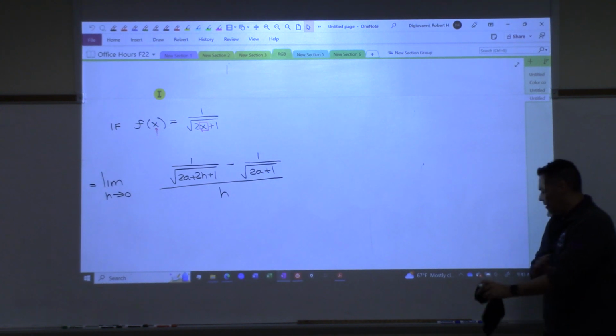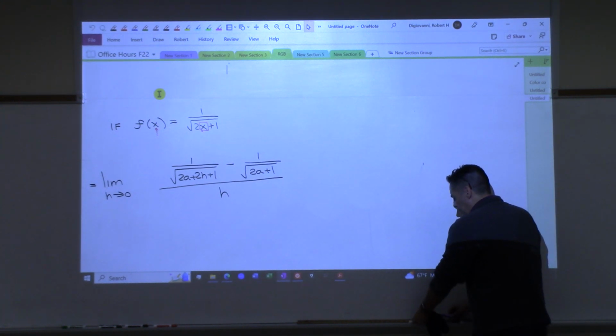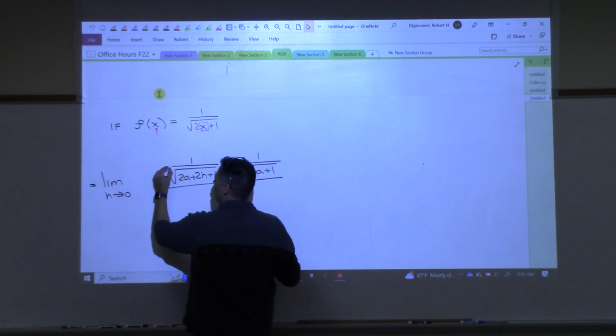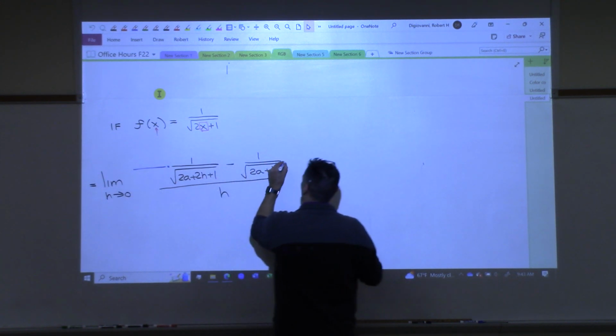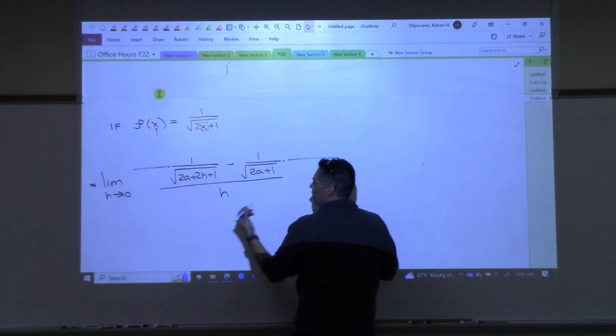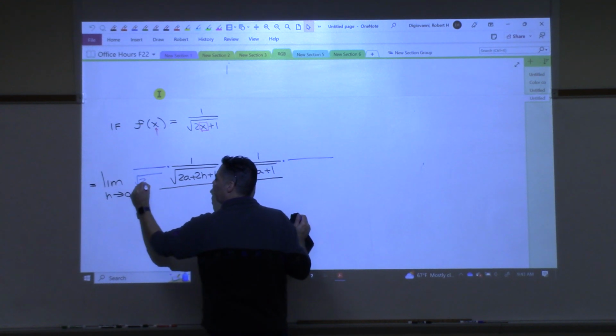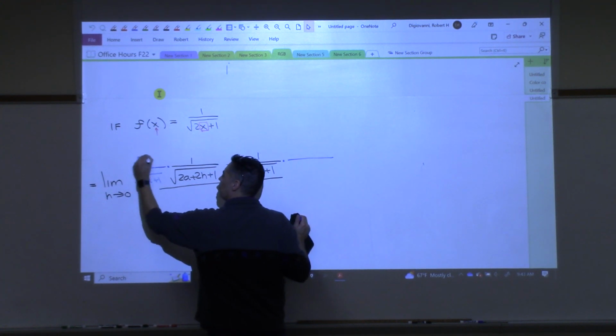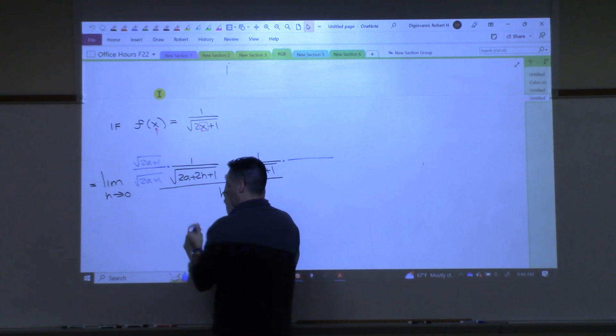All right, so here we go. Here comes my common denominator part. So I'm going to multiply this fraction over here by 1, and I'm going to multiply this fraction here by 1. But the one that I'm going to choose is root 2a plus 1. Root 2a plus 1.